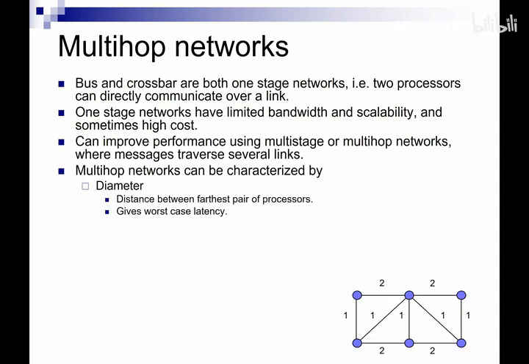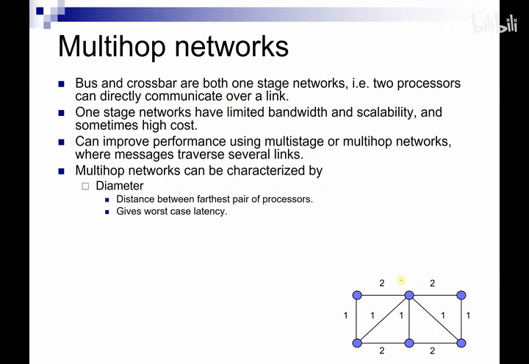Okay, so you can think of these processors as a graph, basically. Here, for example, you have 6 processors, and in order to send messages between the processors, you might have to traverse several links. Now, we want to look at the performance of these multi-hop networks, and there are several ways to do this.